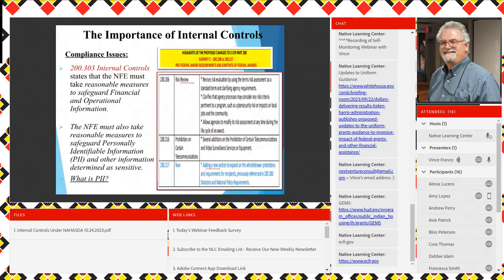Sorry, I think I jumped ahead here. I didn't mean to. My screen went black for 2 seconds and it jumped ahead a couple of slides. I hope that makes sense.